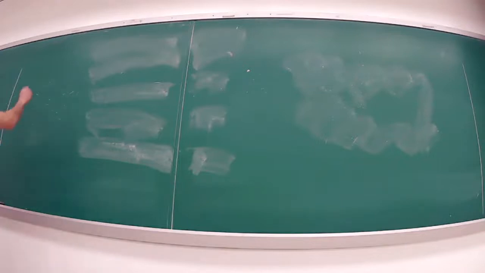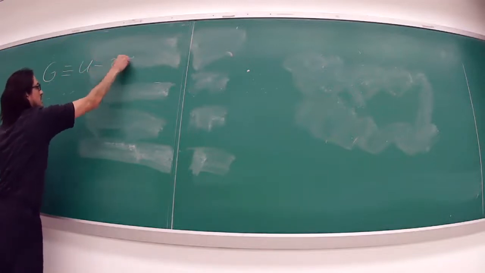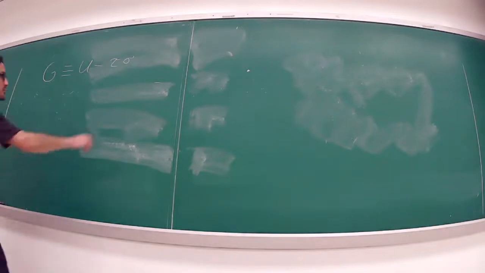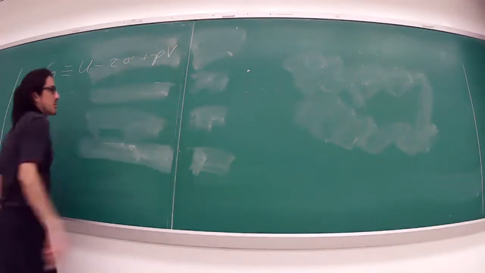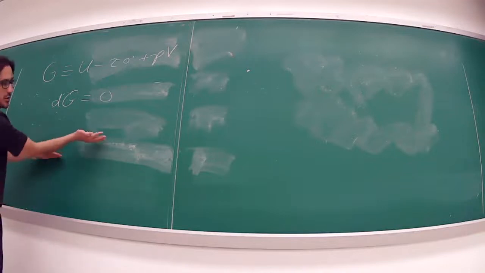So the definition of Gibbs free energy was U, the internal energy, minus tau sigma plus PV. And the most important property of this equation is that it is minimized. So the derivative equals zero for systems that are at constant pressure in thermal contact with a reservoir.